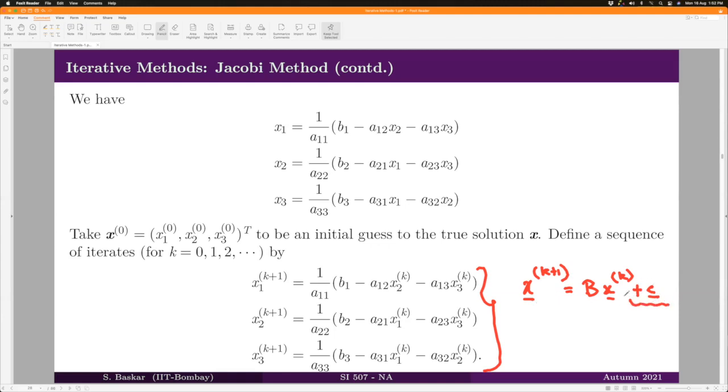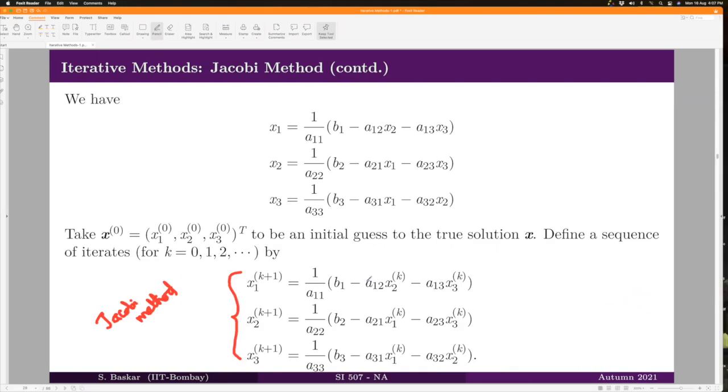This is plus C. And that gives you, in the case of a 3 by 3 system, this simple explicit formula. And this is called the Jacobi method, if your given system is a 3 by 3 system. And the sequence thus generated is called the Jacobi iterative sequence, or simply the Jacobi sequence. This method comes under a class of methods called iterative methods.